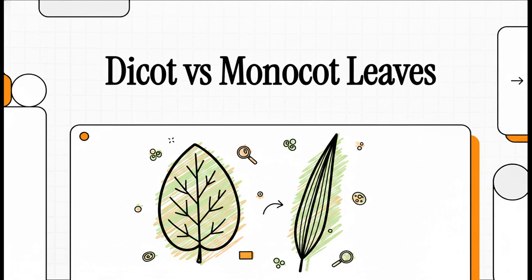In this explainer, we're going to be exploring one of nature's most fascinating secrets together. Have you ever wondered how you can quickly identify the two major groups of flowering plants just by, well, looking at their leaves? Today, we are setting up the ultimate plant showdown, Dicot versus Monocot leaves. We're going to explore their incredible differences, starting from what you can easily see with the naked eye, all the way down to their hidden microscopic structures.